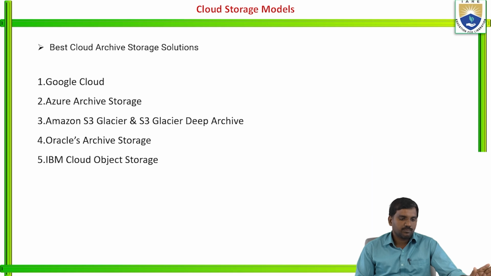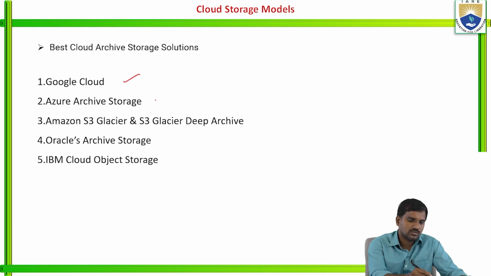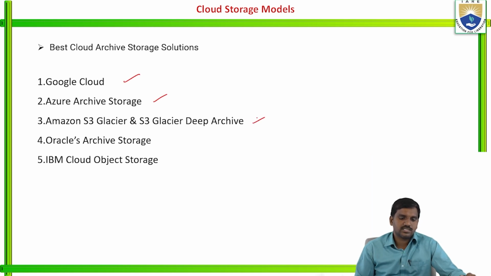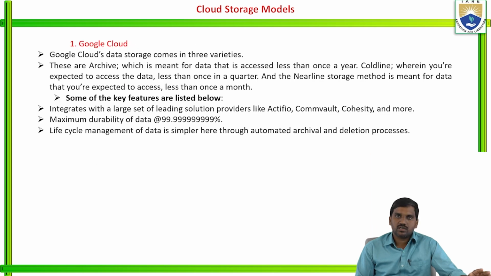Next one, best cloud archive storage solutions. The real-time companies here: Google Cloud, Azure Archive Storage, Amazon S3 Glacier or S3 Glacier Deep Archive, Oracle Archive Storage, IBM Cloud Object Storage. Then let's start with the first one, Google Cloud.